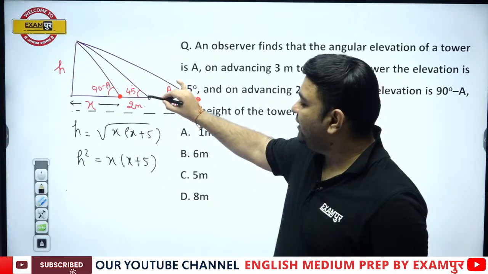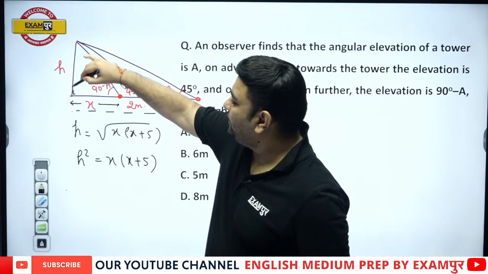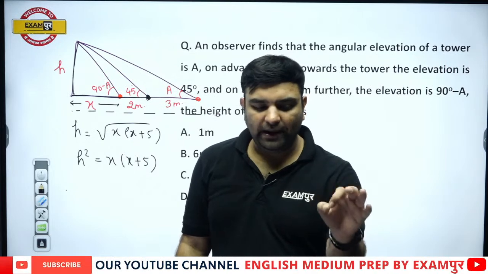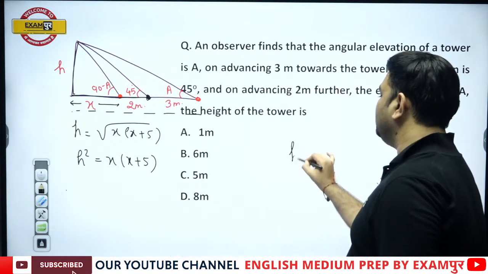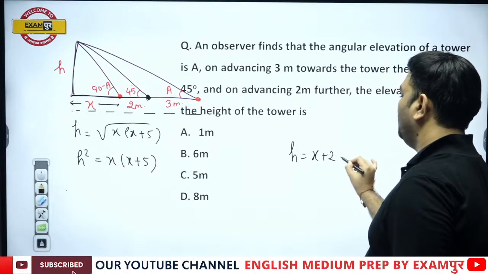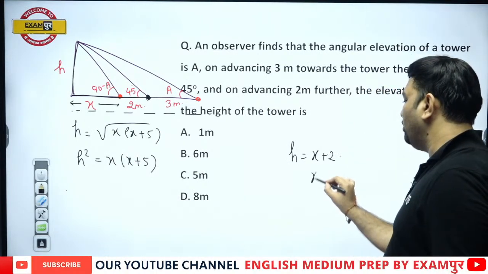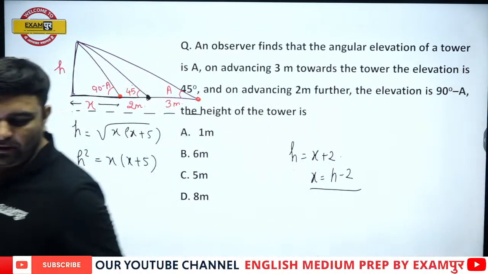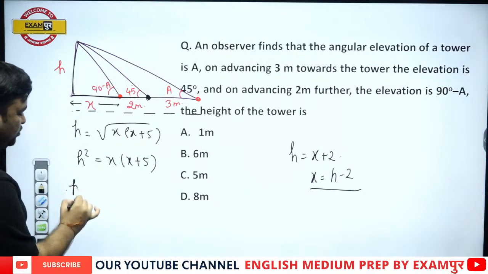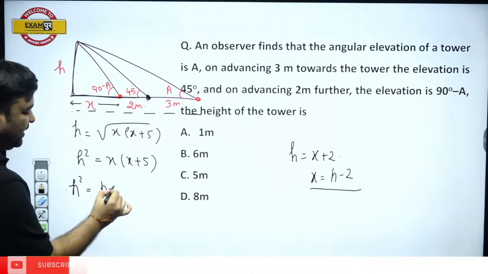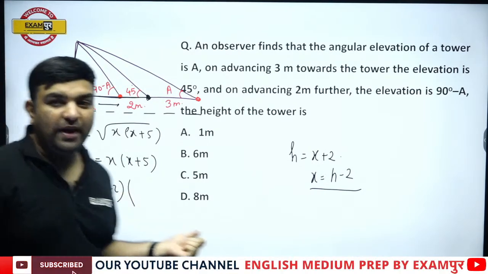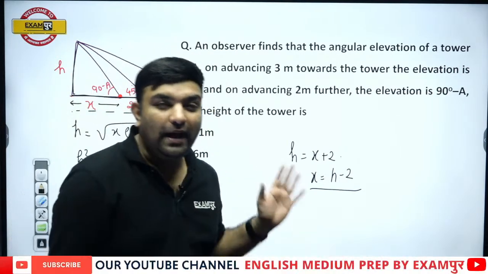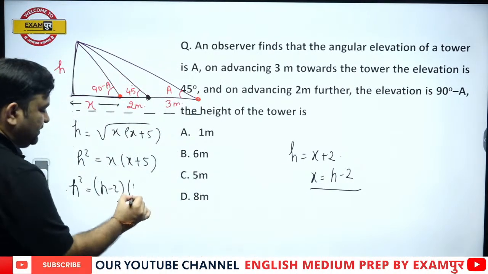Now, for 45, we know that the perpendicular and base are equal. So h is equal to x plus 2, or you can say x is equal to h minus 2. So h square is equal to x, which is h minus 2, times h minus 2 plus 5, which is h plus 3.